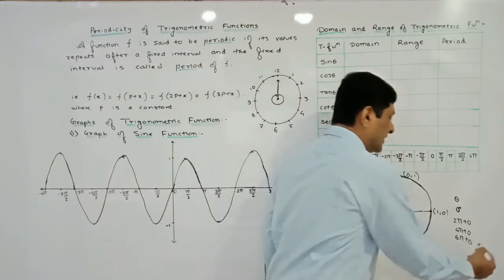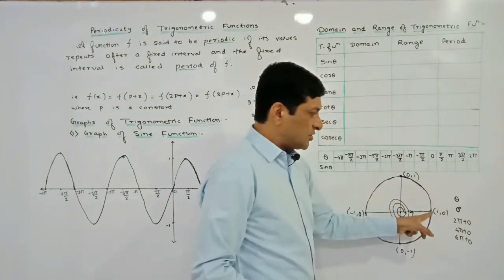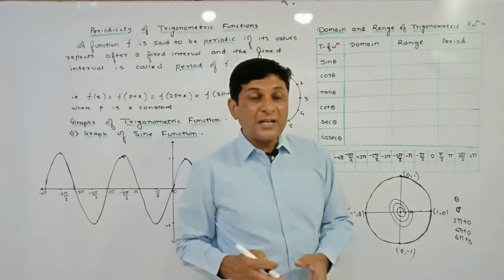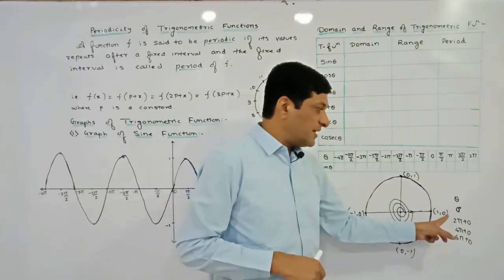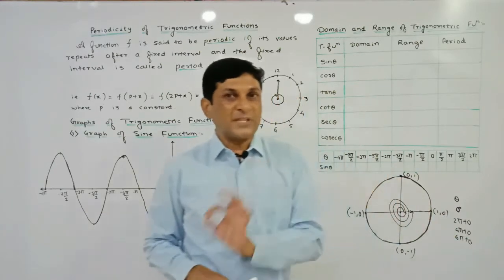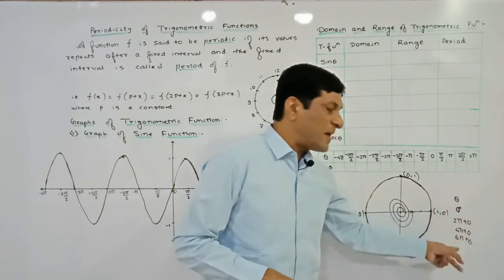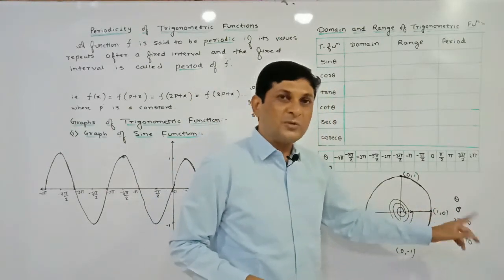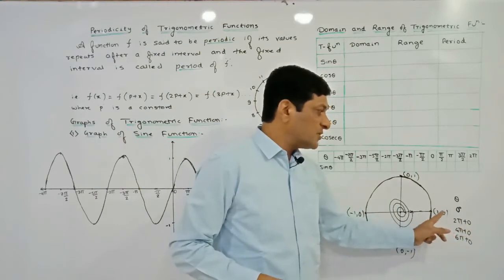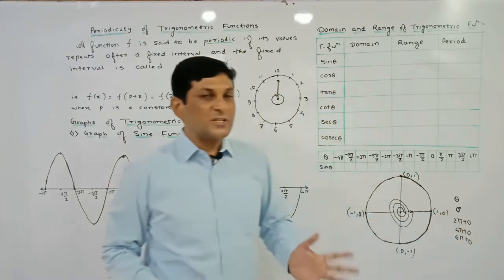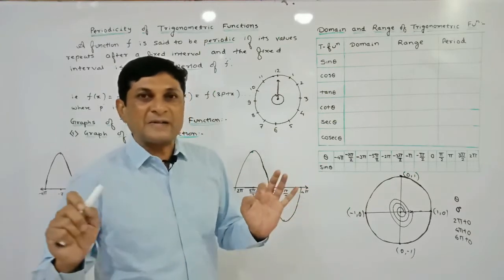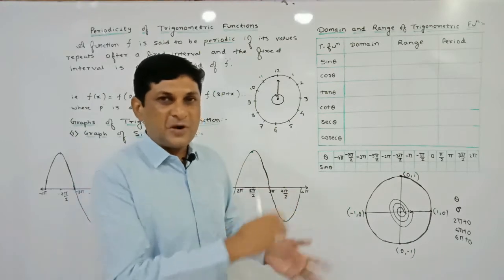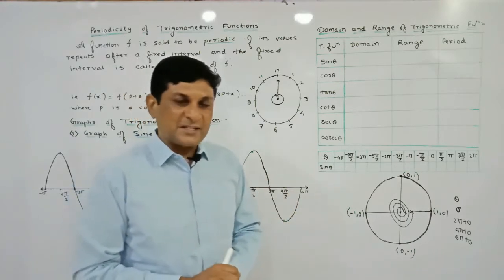6 pi plus 0 means at all these angles the position of the point is here on the standard unit circle, and at that time the value of the y coordinate is 0, and y coordinate means the value of sine theta. Means for all these angles the values of sine theta are the same. Sine 0 is also 0, sine 2 pi plus 0 is also 0, sine 4 pi plus 0 is also 0, and sine 6 pi plus 0 is also 0, because y coordinate represents the value of sine. That part we have already discussed in the first video, isn't it?